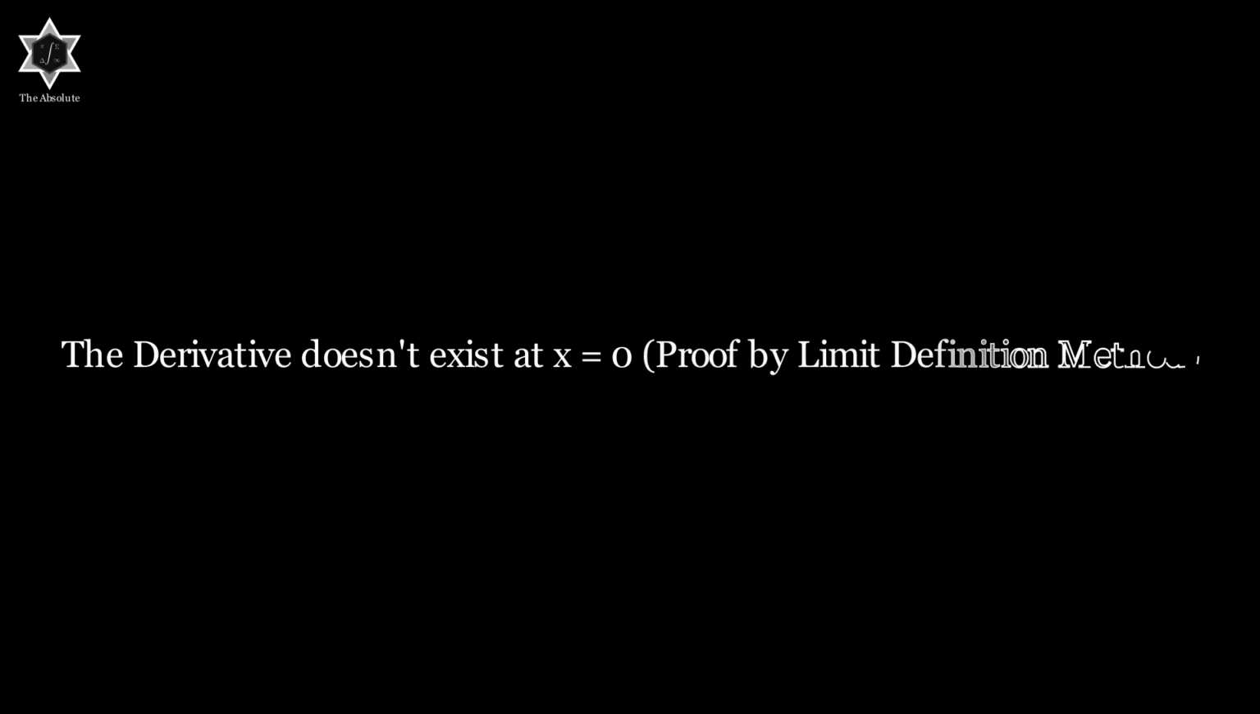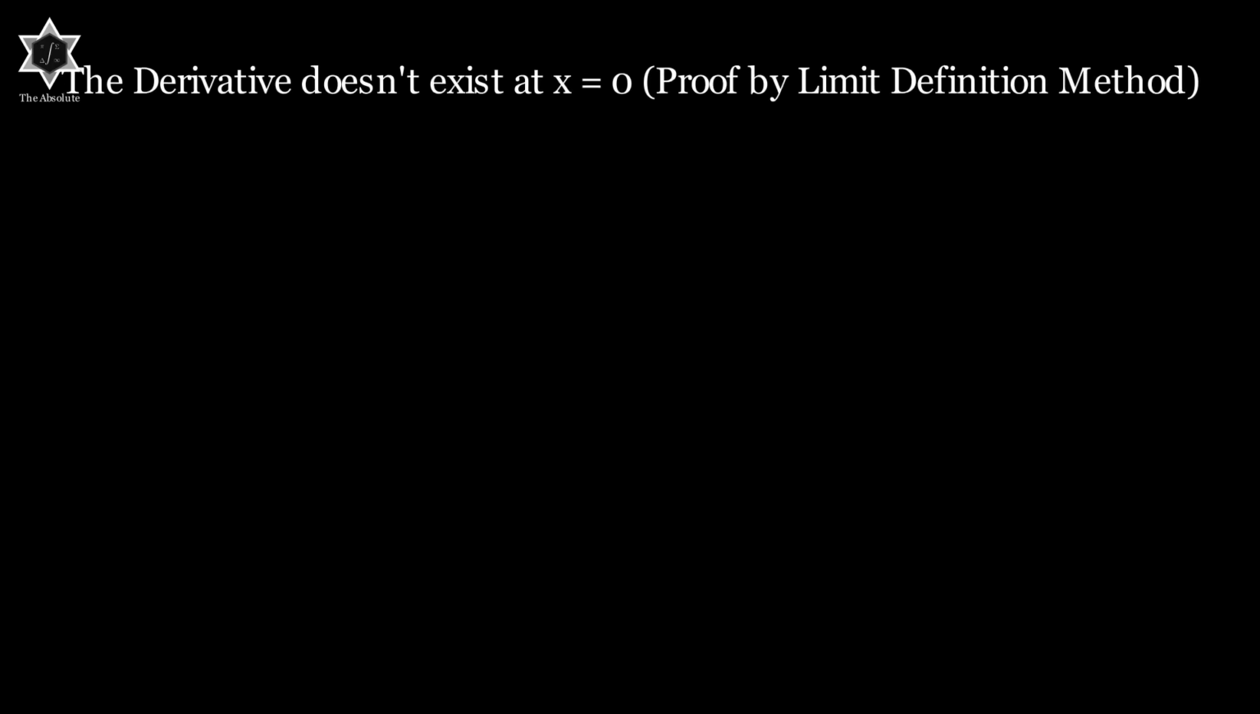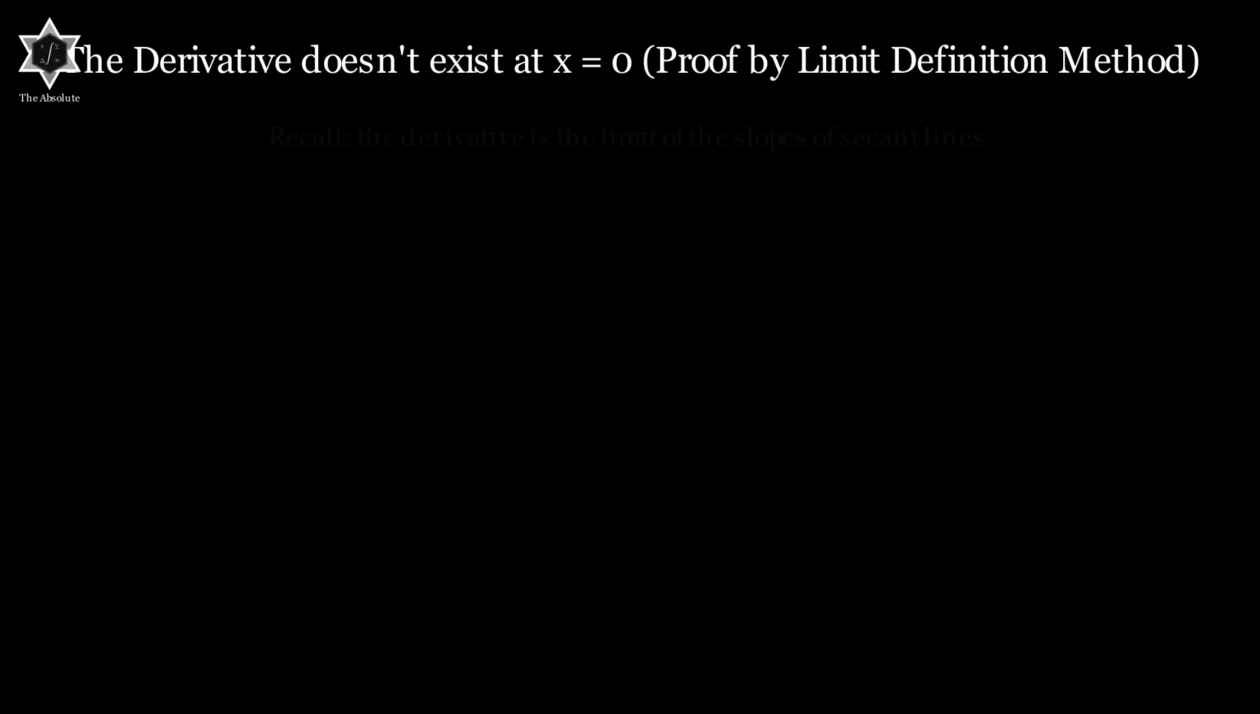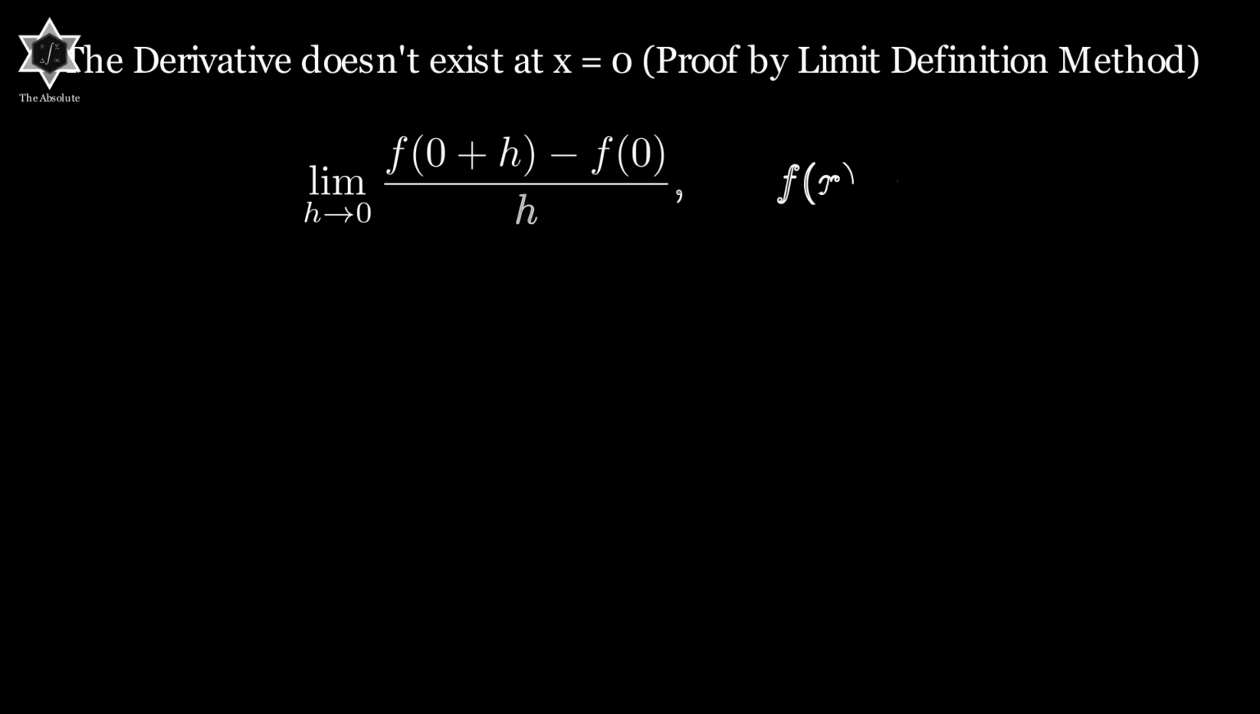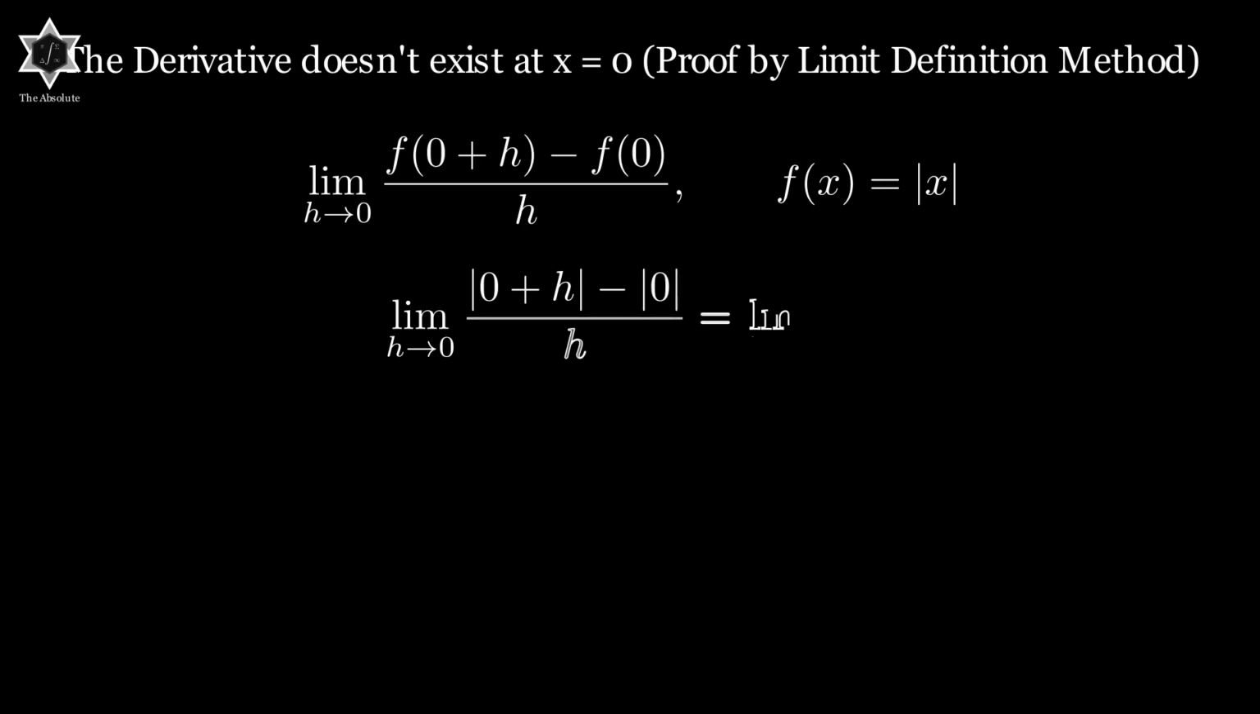Now let's investigate what happens exactly at x equals 0, using the limit definition of the derivative. Recall that the derivative at a point is the limit of the slope of the secant line as the interval shrinks to 0. We set up the difference quotient at x equals 0, using f of x equals the absolute value of x. Substituting, this simplifies to the limit of the absolute value of h, divided by h, as h approaches 0.